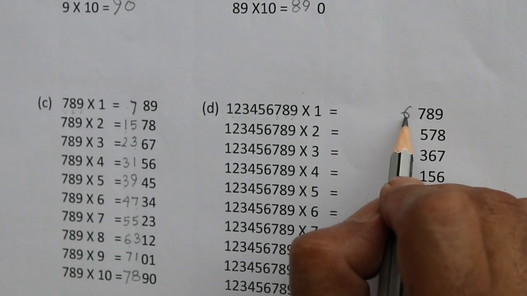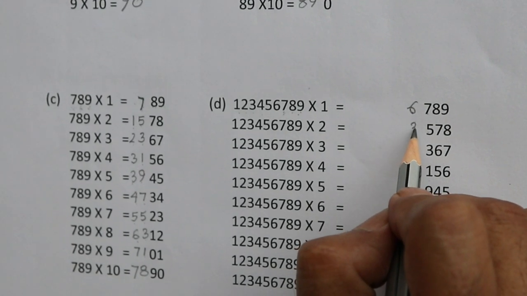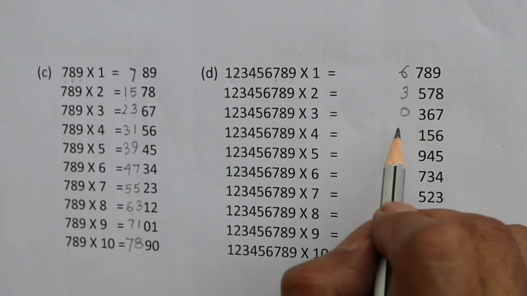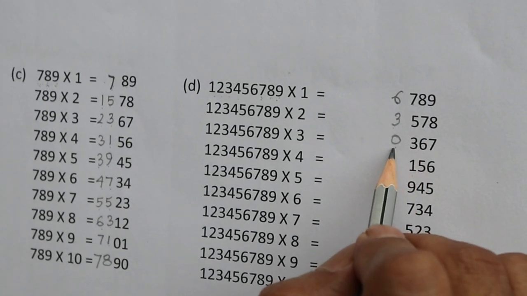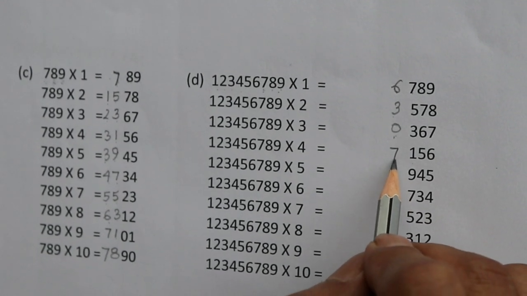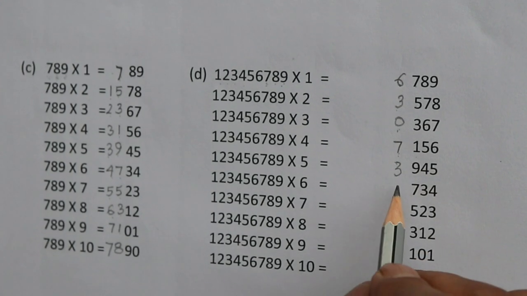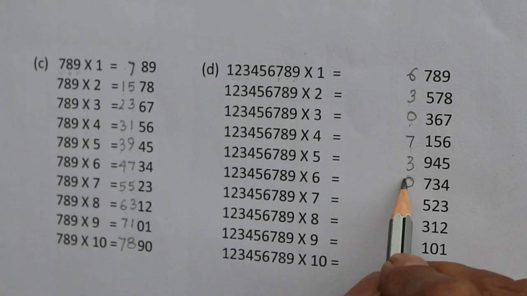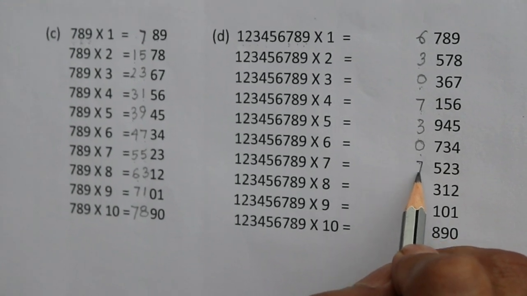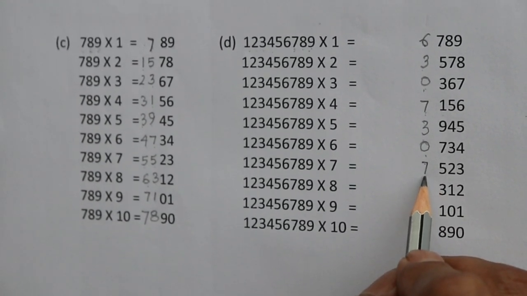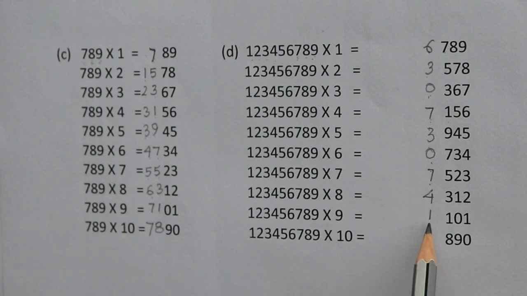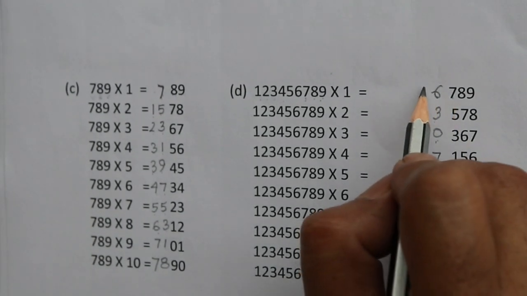6 minus 3, 3. 3 minus 3, 0. 0 plus 7, 7. 7 minus 4, 3. 3 minus 3, 0. 0 plus 7, 7. 7 minus 3, 4. 4 minus 3, 1. 1 plus 6, 7. 5.